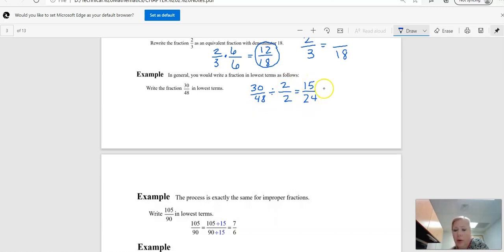Will 3 go into both of them? Yes. If you really struggle with this, you may have to just type it in your calculator first and see if it's going to go evenly. 15 divided by 3 is 5. 24 divided by 3 is 8. Okay, 5 is a prime number. 8 is not prime, but because 5 is prime, we know nothing else is going to be able to be divided except for 1 and 5, and that's not going to make this any smaller. So this would be reduced.